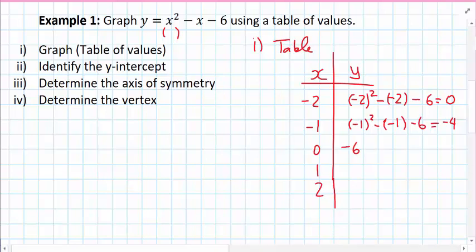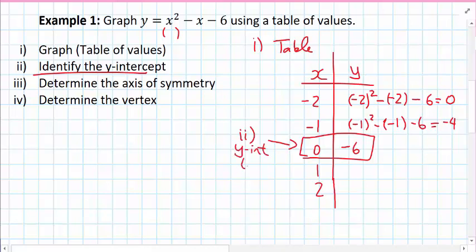Okay, remember this is part 2 actually. It says identify the y-intercept. This is for part 2. That's your y-intercept, right? Remember, for your y-intercept, x equals 0, and then it is your C value right there. That is your y-intercept.